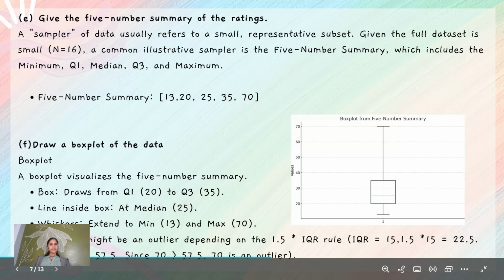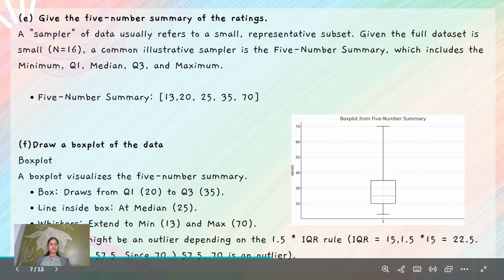A sample of the data usually refers to a small representative subset. Given the full data set, the small numbers are a commonly illustrative sample of the 5-number summary, which includes a minimum, Q1, median, Q3, and maximum of the data set. So the 5-number summary of this data set will be 13, 20, 25, 35, and 70.